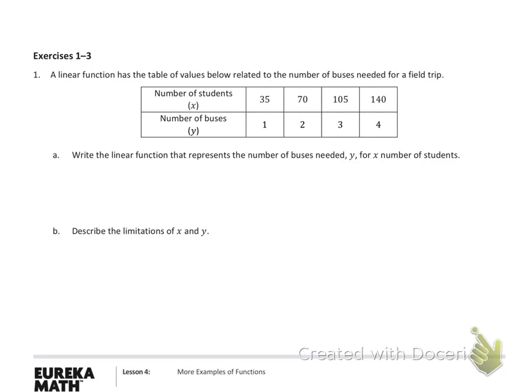So to calculate the number of buses that I need, y, what am I going to do? Well, I'm going to multiply. It looks like I need 1 bus for every 35 students, right? So 1 over 35, 1 bus per 35 students, times the number of students is going to tell me the number of buses.